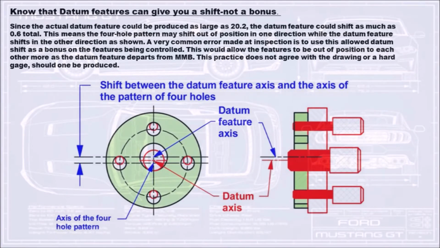Since the actual datum feature could be produced as large as 20.2, the datum feature could shift as much as 0.6 total. This means the 4-hole pattern may shift out of position in one direction while the datum feature shifts in the other direction as shown. A very common error made at inspection is to use this allowed datum shift as a bonus on the features being controlled. This would allow the features to be out of position to each other more as the datum feature departs from MMB. This practice does not agree with the drawing or a hard gauge, should one be produced.